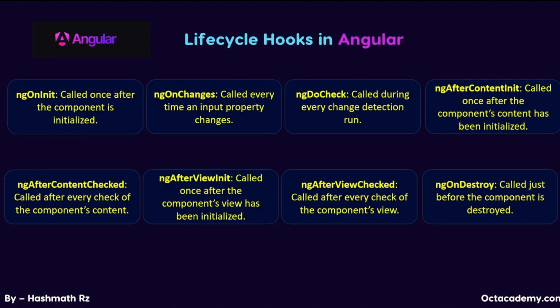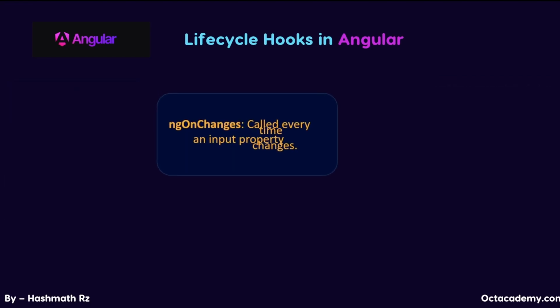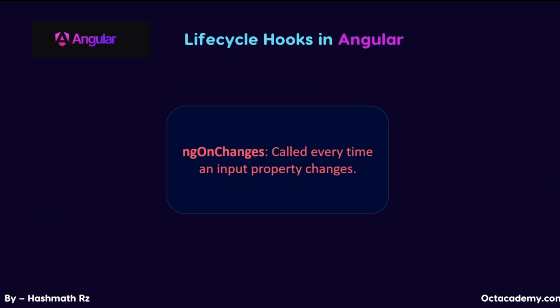Alright guys, in this section we are going to talk about the first lifecycle hook in Angular, which is ngOnChanges. So what is this ngOnChanges and why do we use it? So guys, ngOnChanges is the first lifecycle hook that Angular calls when the component is rendered. It's called whenever the data-bound input properties change. This means that whenever the value of an input property in your component changes, Angular will call the ngOnChanges method.